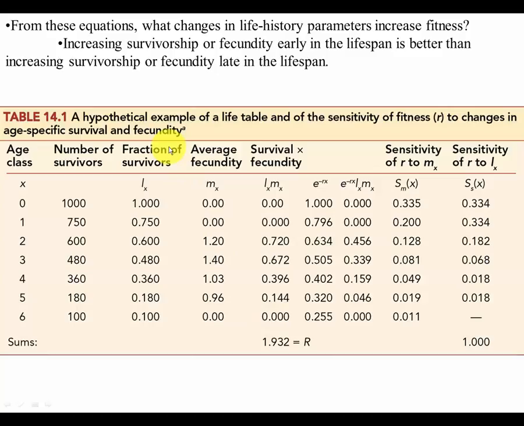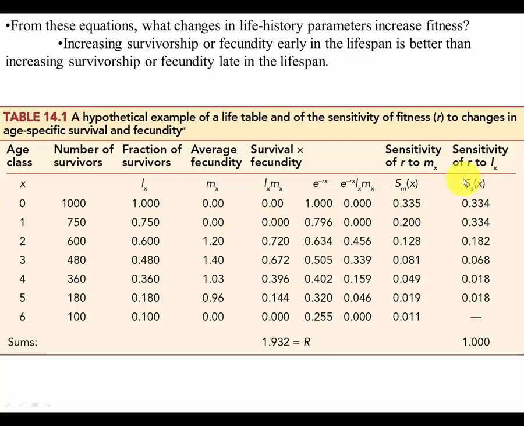So to sum it up, if you can increase survivorship or fecundity early in the lifespan, it's better than increasing them late in the lifespan. This is mainly because, by the way, when you increase survivorship and fecundity early in the lifespan, that's what shortens generation time. The more individuals that are being born early in the lifespan, those individuals have a very short generation time, and so that's going to skew generation time shorter.